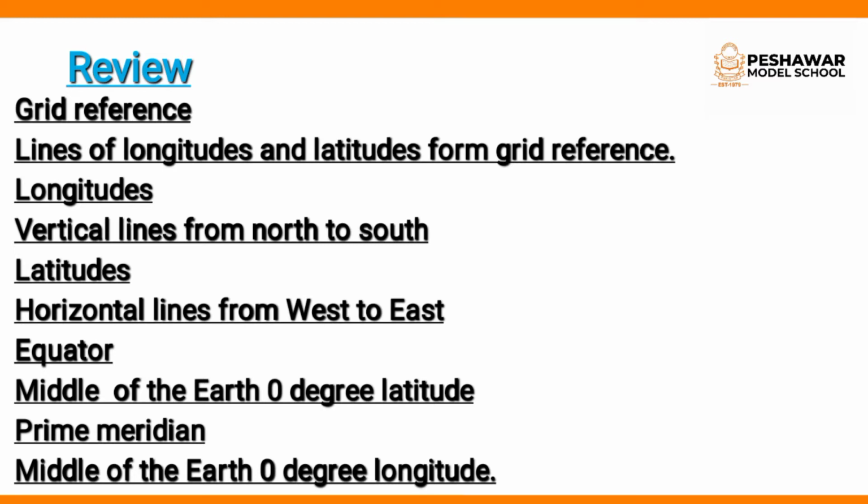In the previous class we also discussed the grid reference. What is a grid? Lines of longitude and latitude form a grid reference. Longitude lines are the vertical lines from north to south. And what are the latitudes? The horizontal lines from west to east. What is the equator? The middle of the earth, 0-degree latitude. What is the prime meridian? The middle of the earth, 0-degree longitude. But this is a previous lecture.